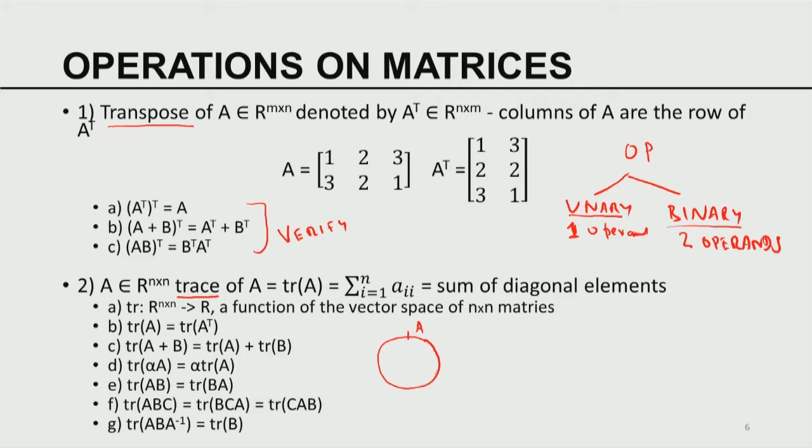So this is A, this is B, this is C. So you can think of ABC, you can think of BCA, you can think of CAB. You can run around the circle starting at A, starting at B, or starting at C. So this property F essentially tells you, no matter where you start, the triple product has the same trace. Then the trace of A times B times A inverse is simply the trace of B. That essentially comes from applying property F to G.